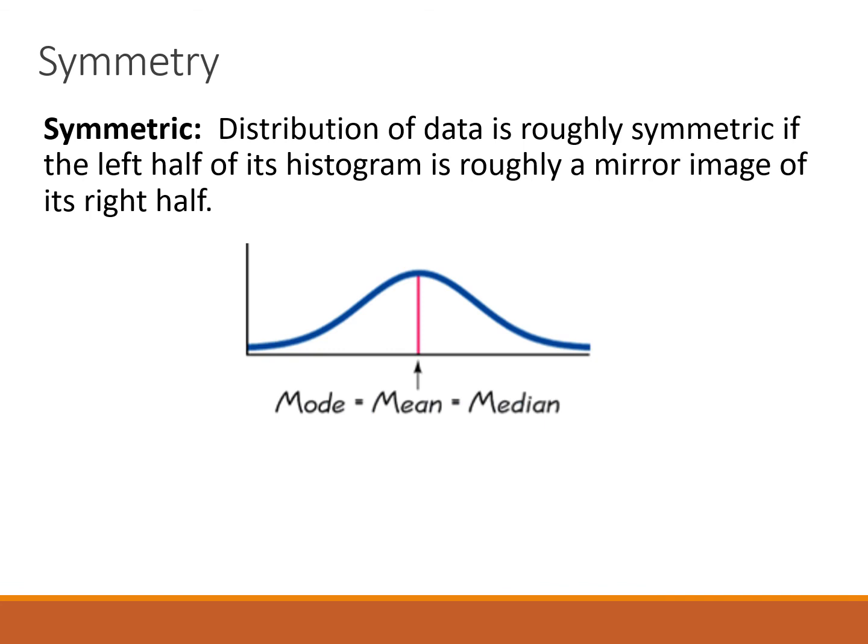Lastly, when we're evaluating the center of a distribution, knowing what the shape is can tell us a bit about what that center is. For example, if we have a symmetric distribution, it's unimodal, it's bell-shaped, the mean, the median, and the mode are all approximately the same value, and they're right at the peak of that symmetric curve there.